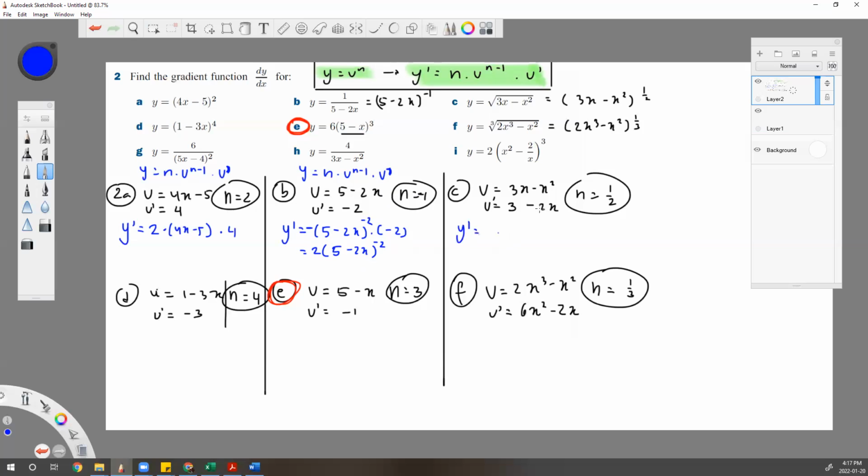Y accent equals n, right? N times u power n subtract 1 times u accent. Okay. Half. By the way, if you want me to skip some questions, let me know. If you want me to skip question D, E, F, and so on, because I don't think we have enough time to solve all. But I just give you a glimpse of the idea, the basic pattern, I mean. Times 3 subtract 2x, right? That's all. So half minus 1, okay, let it be done. Half minus 1 is -half.